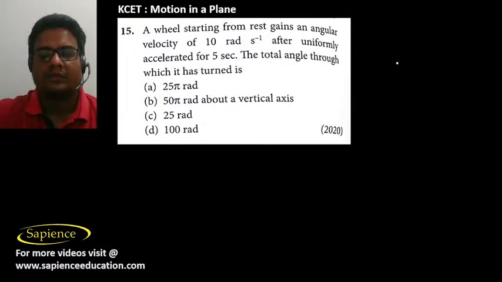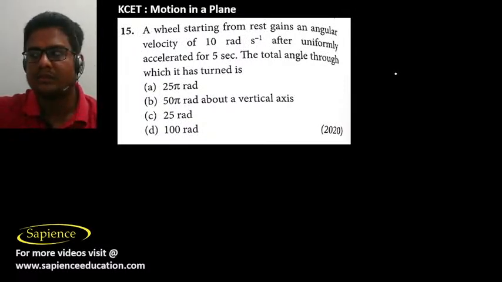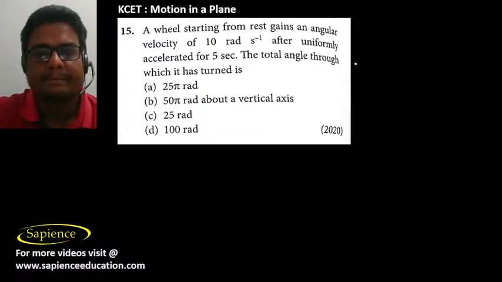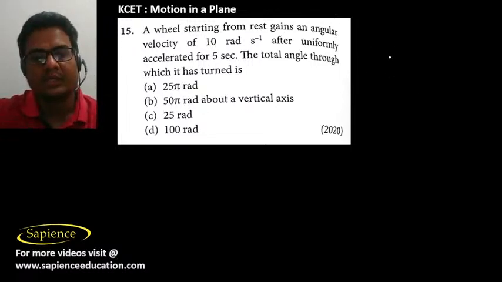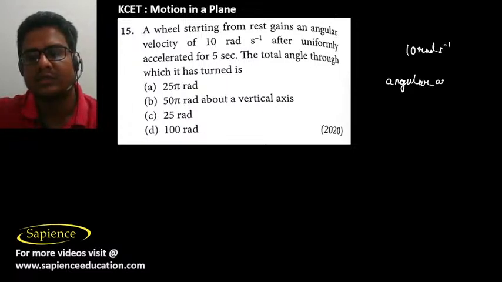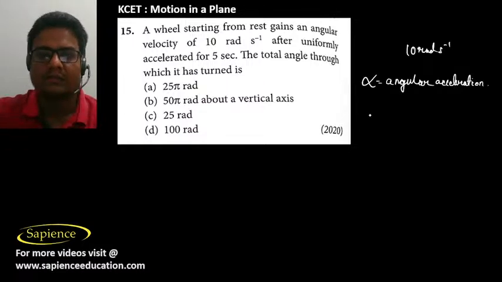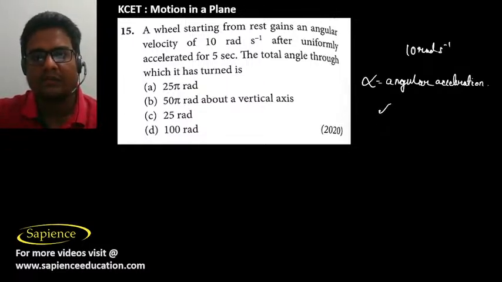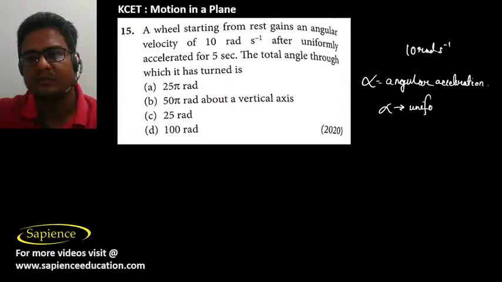Then we shall solve the last question in our live class. Here it is given that a wheel starting from rest gains an angular velocity of 10 radian per second after being uniformly accelerated for 5 seconds. So here the acceleration is called angular acceleration, which is represented by alpha. Alpha is uniform here. So angular acceleration is uniform.